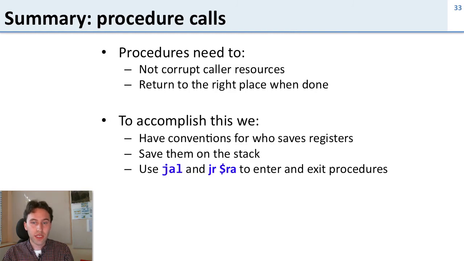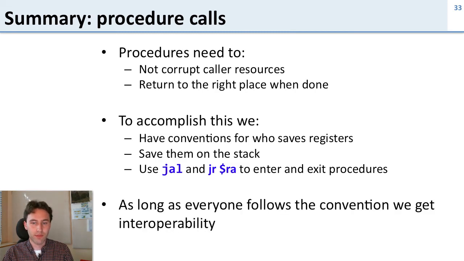To accomplish these things, we have conventions for who saves registers. So to make sure we don't corrupt registers, we make sure we know if the callee or the caller is supposed to store registers, and to store them, we store them safely on the stack. We use JAL and jump return to enter and exit procedures because these keep track of where you're jumping from so that you can jump back. And basically, as long as everybody follows this convention, we get interoperability. Any caller can call any callee and vice versa.